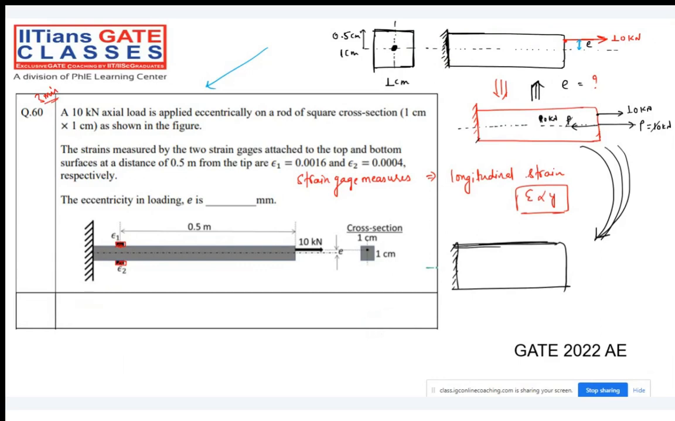Now, this will be the P, that is 10 kilonewton. And this P and this P will make a couple in these directions. Bending moment will be what? 10 into E kilonewton mm. For example, I'm just calculating in mm, so it's better that I write the cross section in mm. 1 centimeter is 10 mm. That will be the better one. So make a note of it.